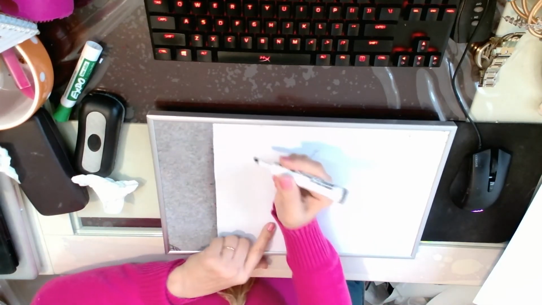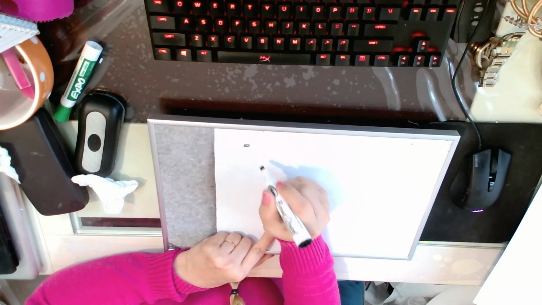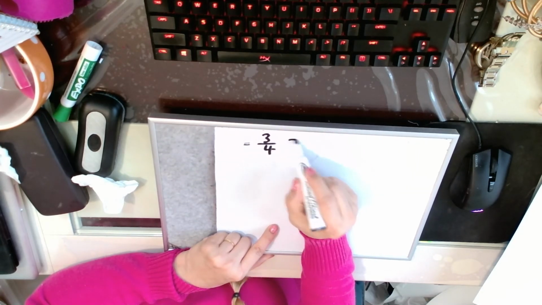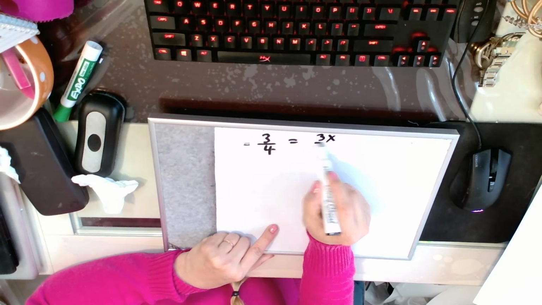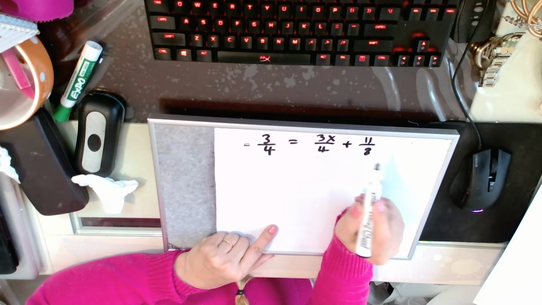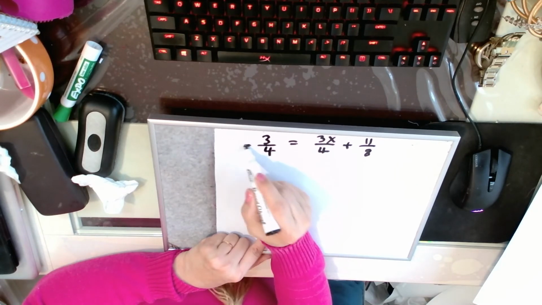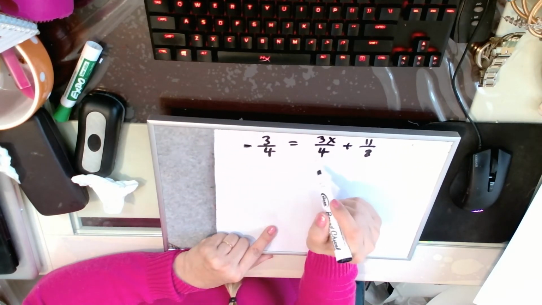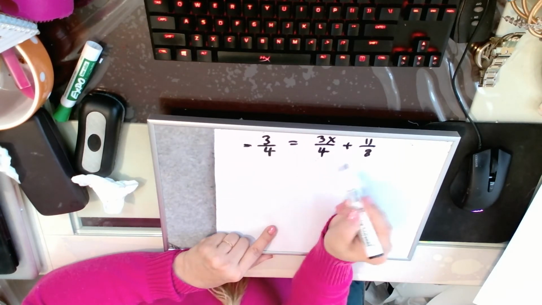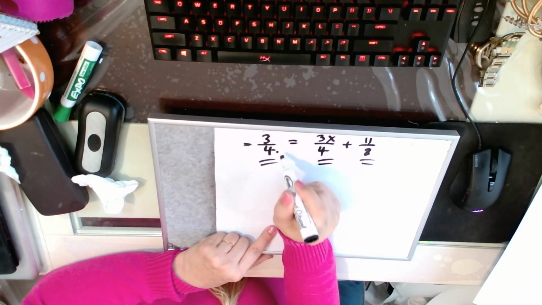Next question, solve for x: minus 3 over 4 equals 3x over 4 plus 11 over 8. So do you see here 3/4 and here 3/4? Can we multiply by 2 to make the denominator the same as 8? So multiply by 2.